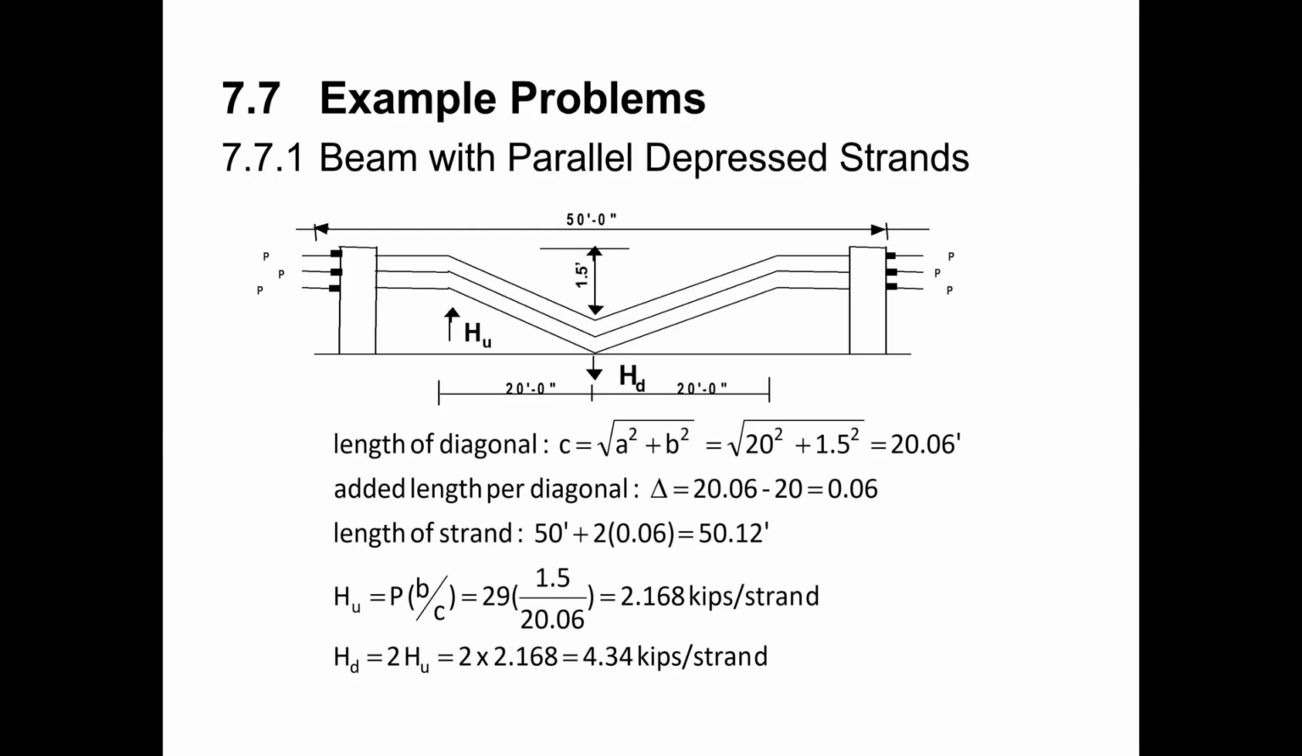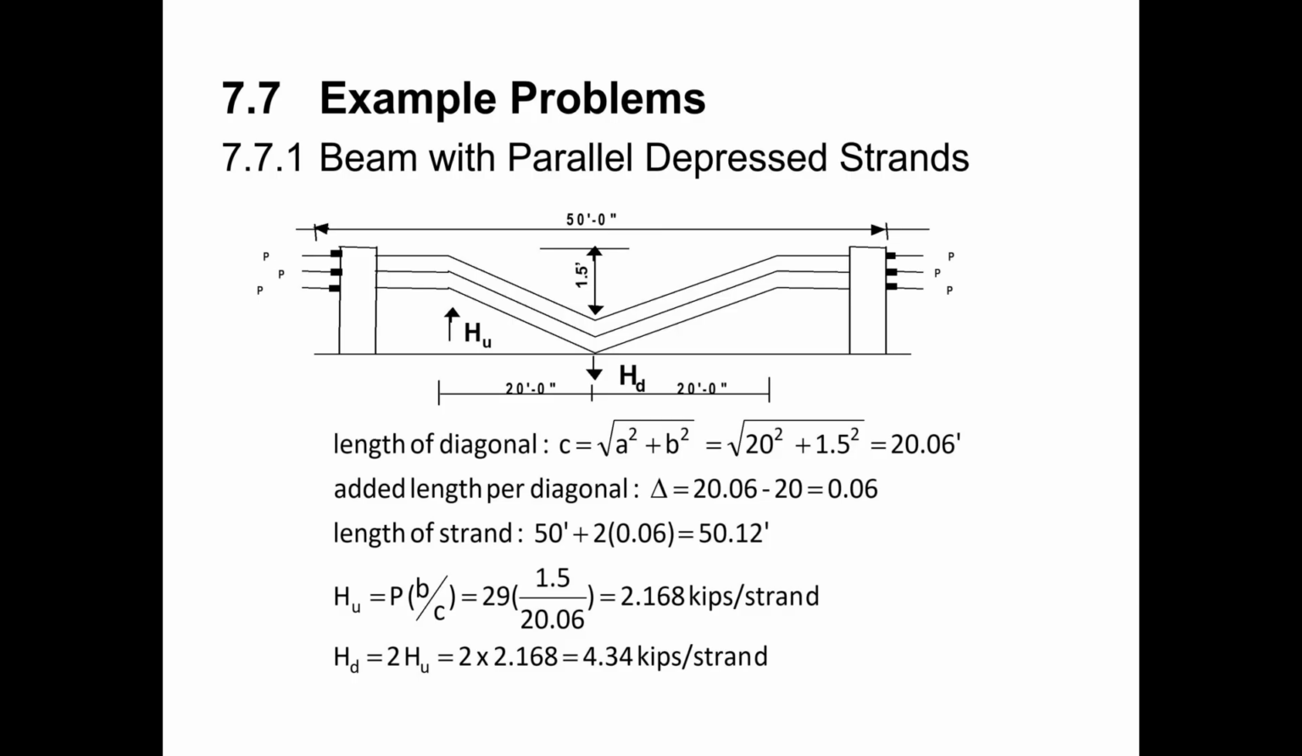So our hold-up force is P times B over C. So the required force in the strand is 29,000 pounds. B is 1.5 feet. C is 20.06 feet. And so when we calculate that out, we get a vertical force at our holdup of 2.168 kips per strand.